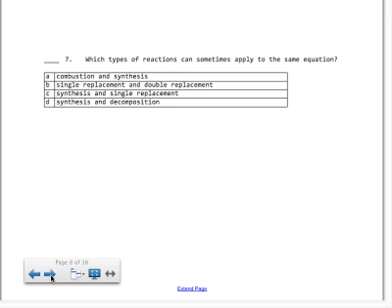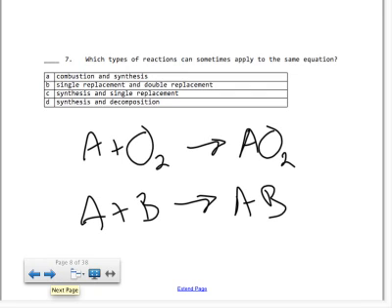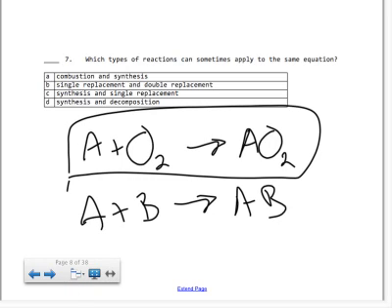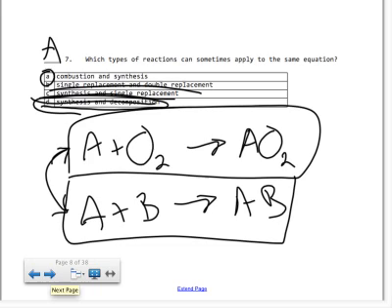Which types of reactions can sometimes apply to the same question? Okay, combustion and synthesis. Well, combustion in one form looks like A plus O2 produces AO, or AO2 if you want to balance it that way. Synthesis looks like A plus B produces AB. So sometimes the formula for a synthesis reaction and a combustion reaction can look the same. Okay, single and double replacement don't look the same. Synthesis and single replacement don't look the same. Synthesis and decomposition are actually opposites of each other, so they can't apply to the same equation.